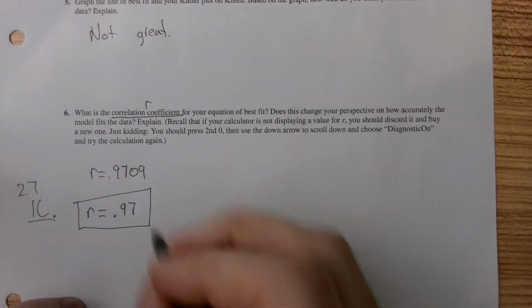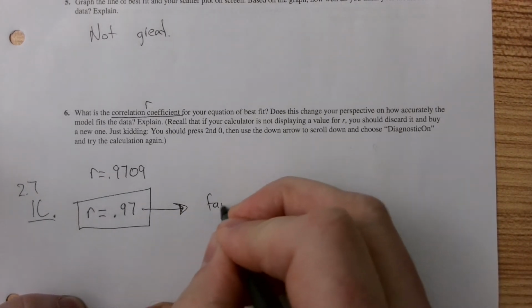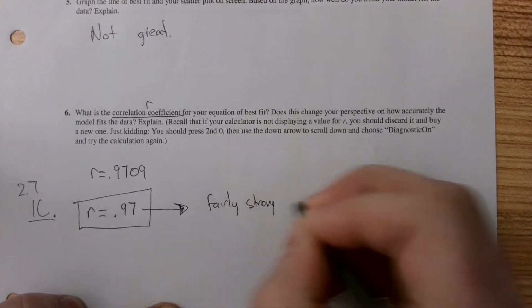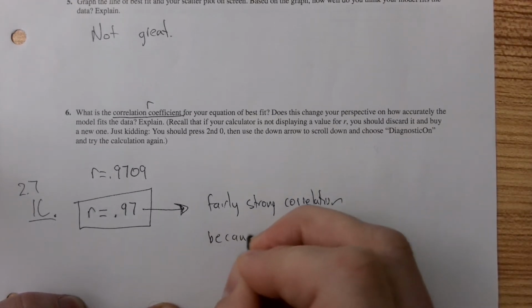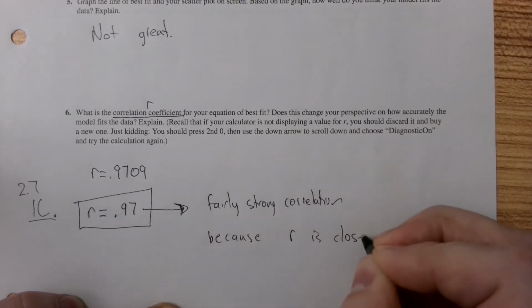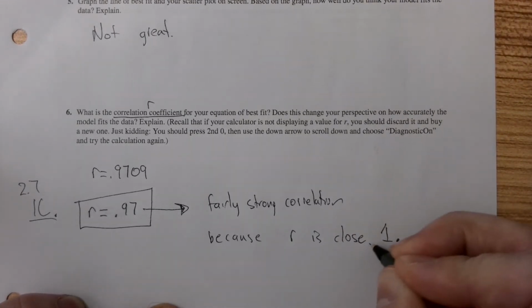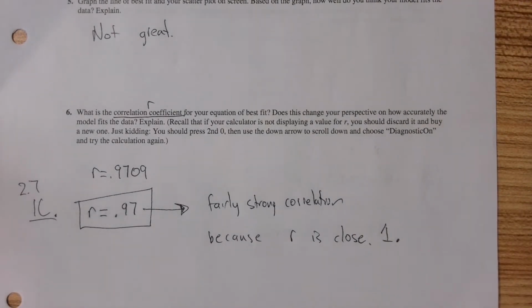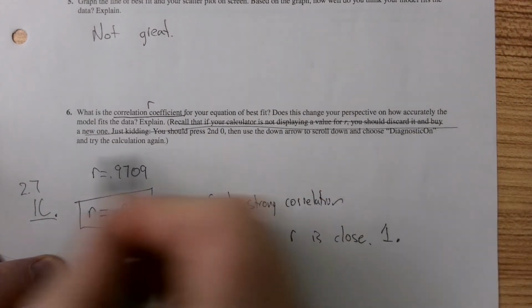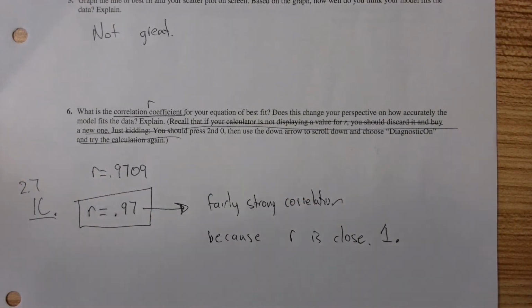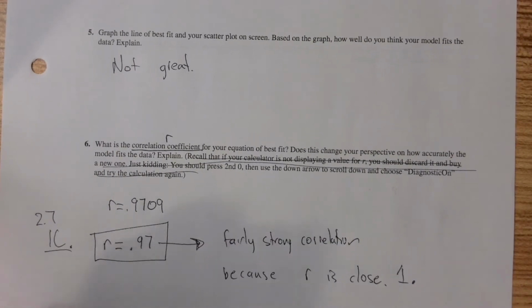So does this change our perspective? Oh, definitely. This is a fairly strong correlation, is what we'd say here. And that's because R is close to 1. Remember, the closer to 1 we get, the better the fit. You can ignore all this if your calculator is not displaying that junk. We're using decimals. It just tosses it in there for us. Okay, so this tells us it's not bad. It didn't look great, but it models it quite well.